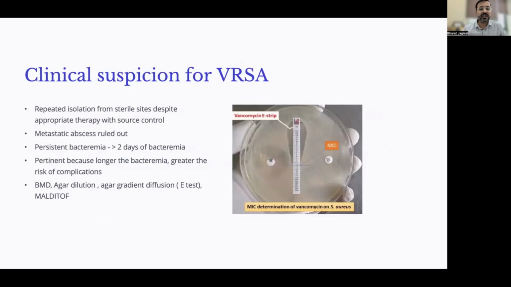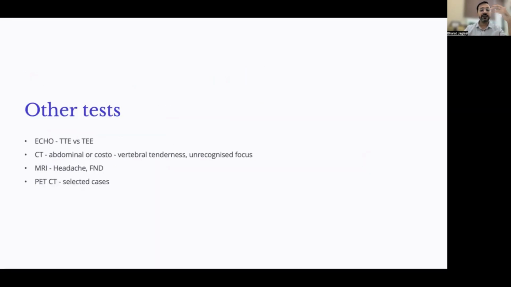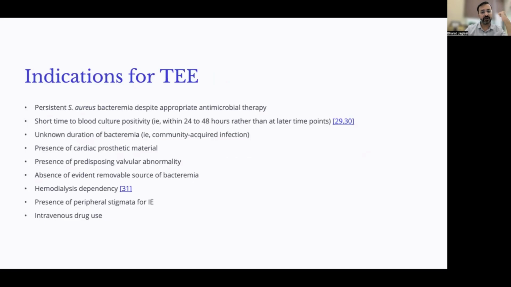When should we have clinical suspicion for VRSA, vancomycin resistant Staph aureus? When there is repeated isolation from a sterile site despite appropriate therapy with source control, metastatic abscesses, or persistent bacteremia, pertinent because the longer the bacteremia, the greater the risk of complications. To look for the source, we can do transesophageal echocardiography. CT scan can be done to look for abdominal or costovertebral tenderness. We can do MRI if the patient has a headache and focal neurological deficit, and PET CT in selected cases where we don't have a diagnosis.